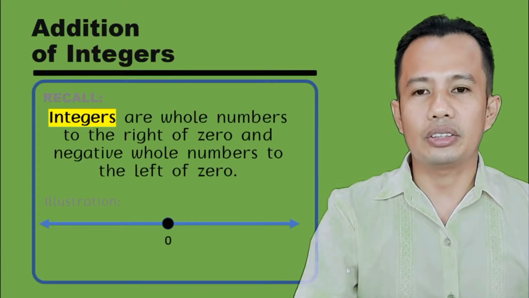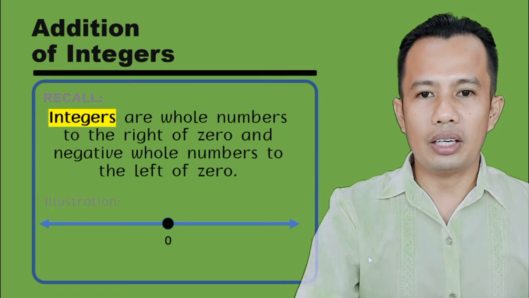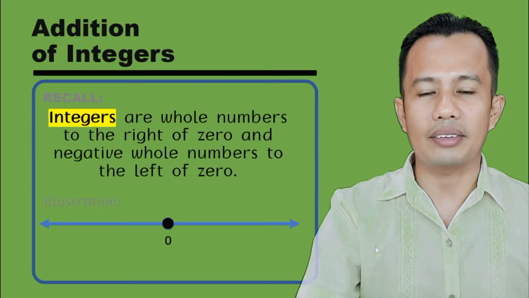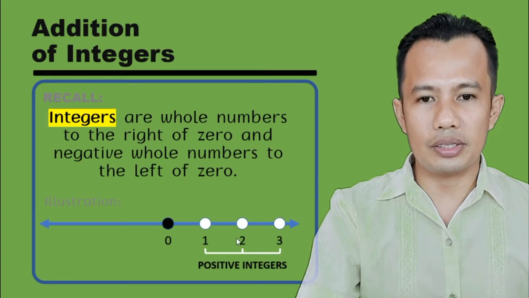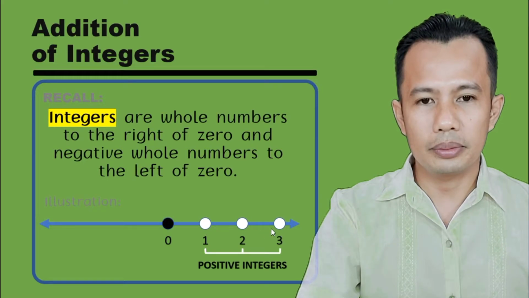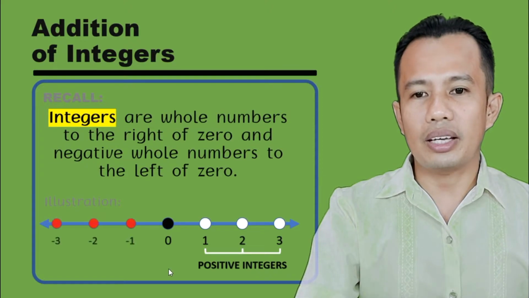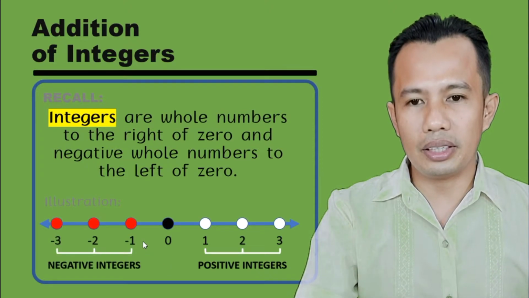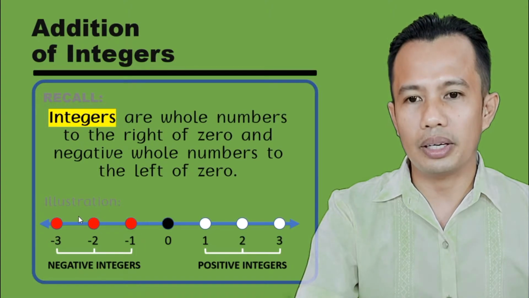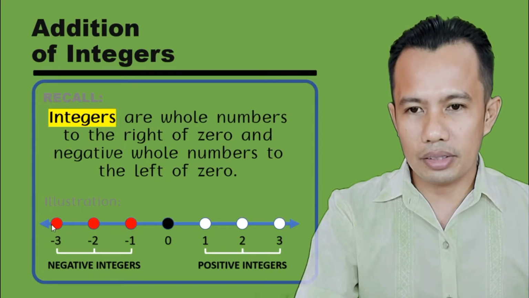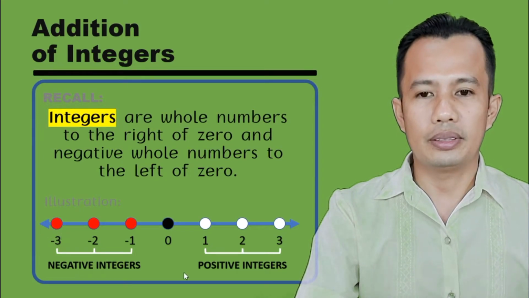In addition of integers, let's first recall the definition of integers. Integers are whole numbers to the right of 0 and negative whole numbers to the left of 0. As for illustration, positive integers are these dots here, 1, 2, and 3, and nothing in between. How about negative integers? These negative integers here are only negative 1, negative 2, and also negative 3, and so on. Nothing in between the dots.